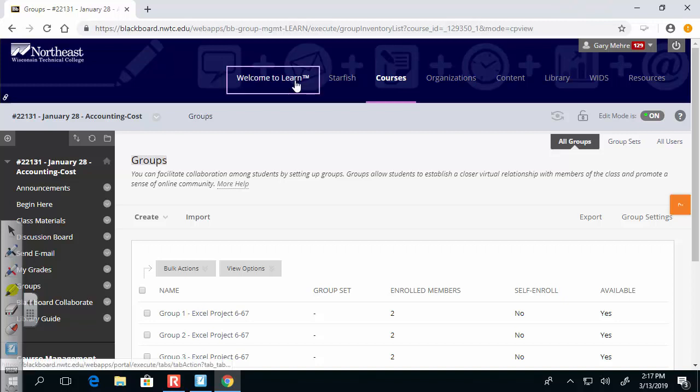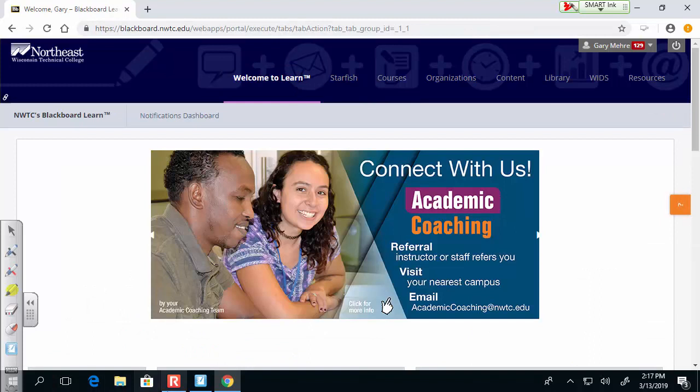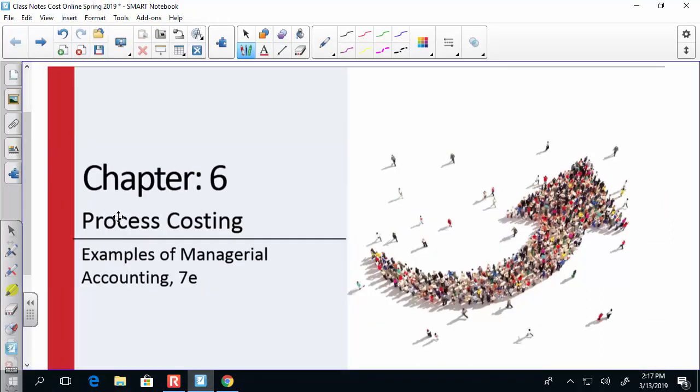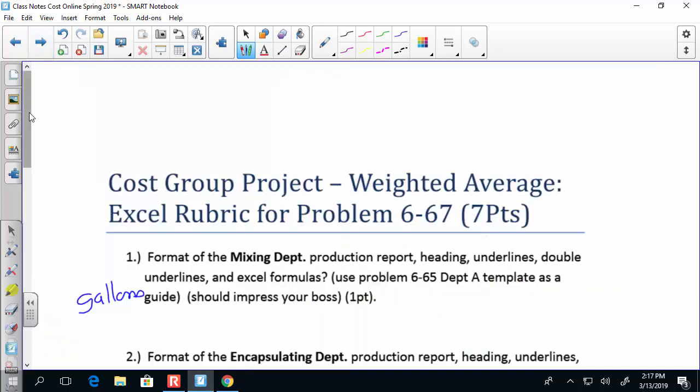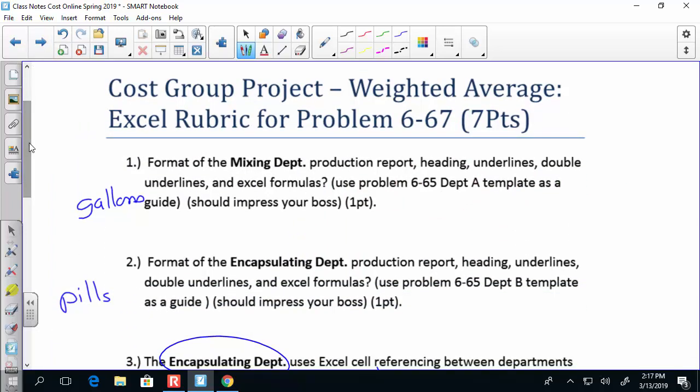So getting back to our topic area here, Chapter 6 has the steps that we need to do. Well, let's go back to our rubric. I really don't want to do this at this point.